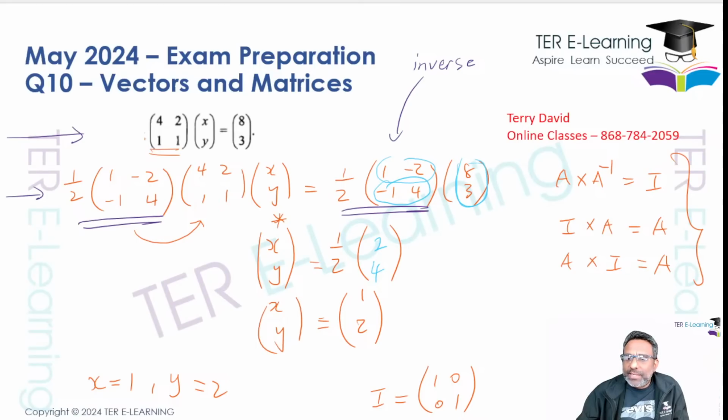Some people are asking about the identity matrix on the left side. Yeah, you don't need to write it.